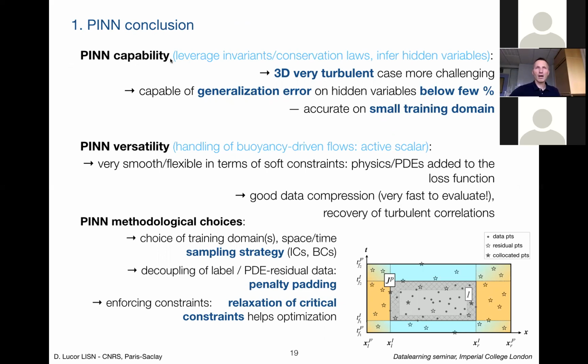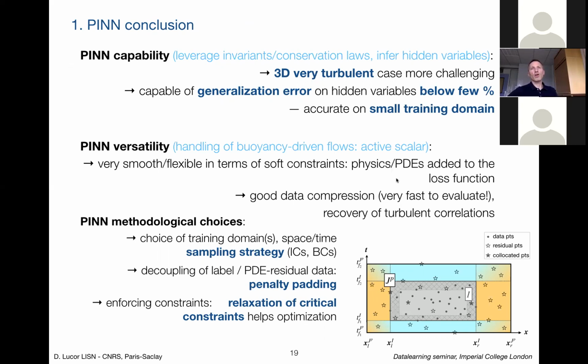So to do that, we start from some data from the DNS, and we're trying to reconstruct actually the solution with the same accuracy as the DNS, but using as little data as possible. Okay, and what we want to do is to get this generalization error on all variables, including hidden variables, below a few percent. And we thought that the PIN formulation was nice because it's very versatile. You can add very easily any constraints that you want. You can play with the formulation. It's very easy with this automatic differentiation to evaluate actually the residuals.